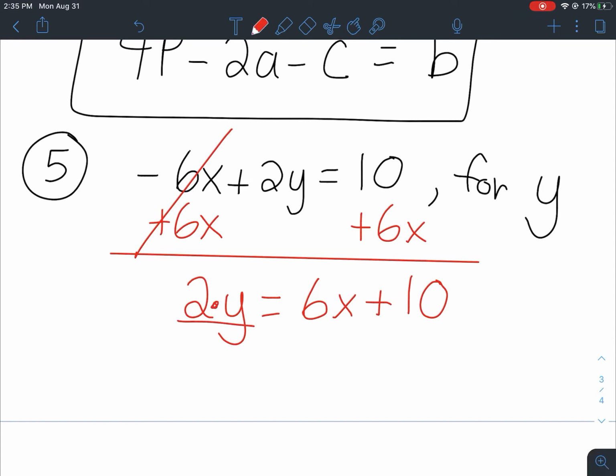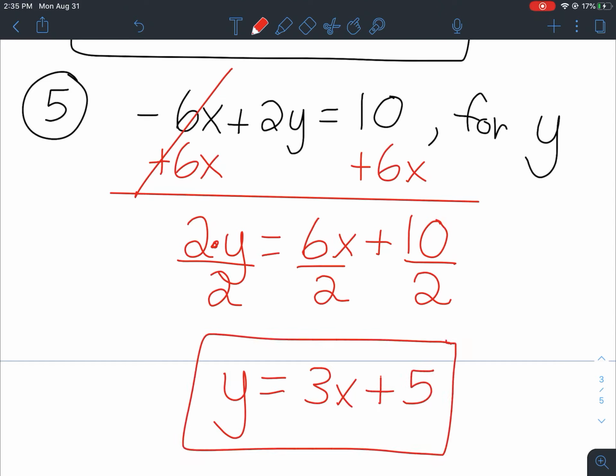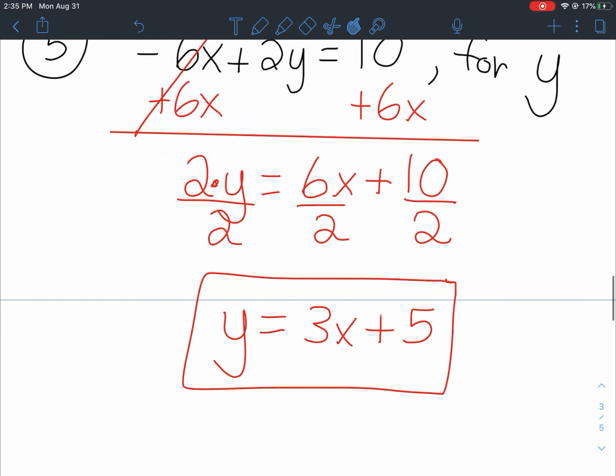And final step to get y by itself, you undo multiplication by division. I'm going to divide every part by 2. You could have put it all over 2, but if you divide each part, this is going to really help once we get to graphing linear equations. So if we do 6 divided by 2, that's 3x, and 10 divided by 2 is 5. So you have y equals 3x plus 5, and that's something we call slope-intercept form, which we'll get to next unit.